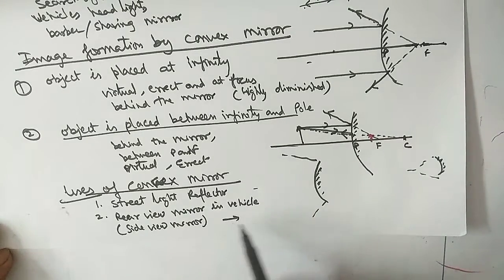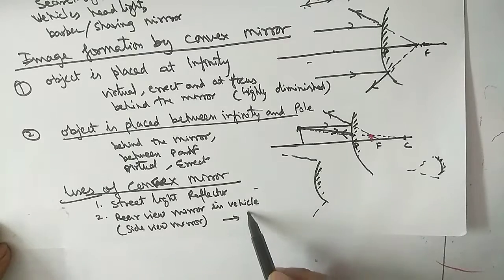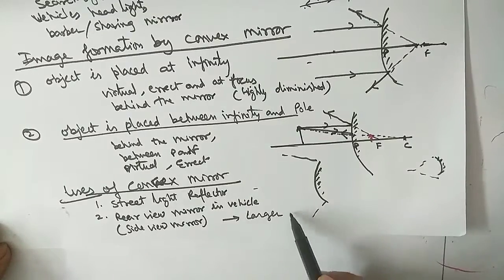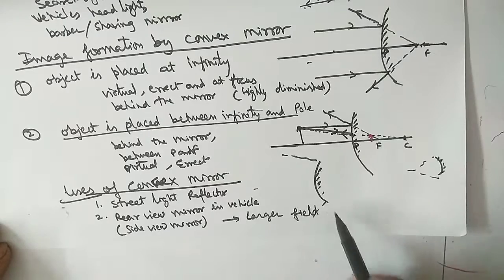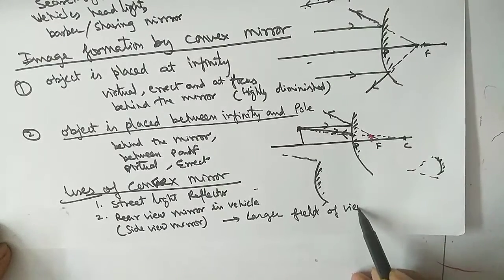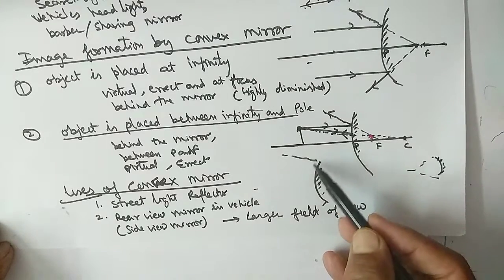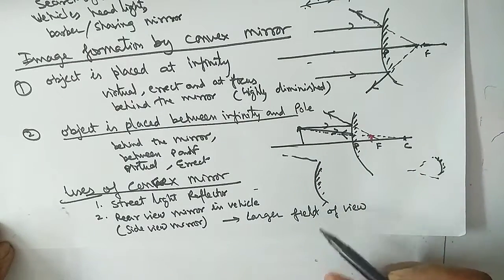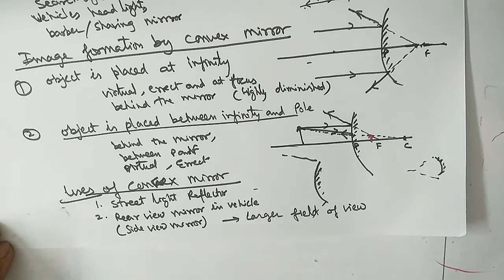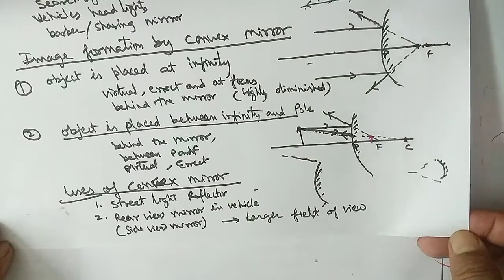So that's why it is used as a rear view mirror. What is the reason? Because it has a larger field of view. Why does it have the larger field of view? Due to its larger aperture. So these are the uses of the convex mirror.